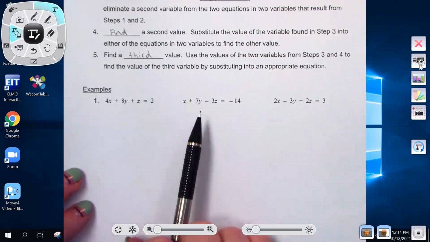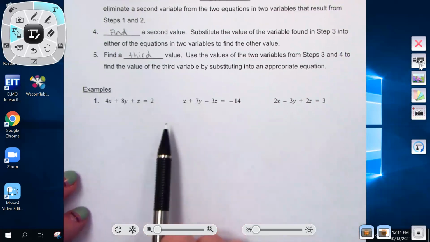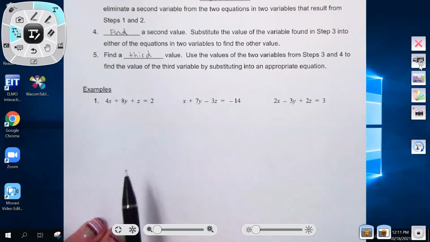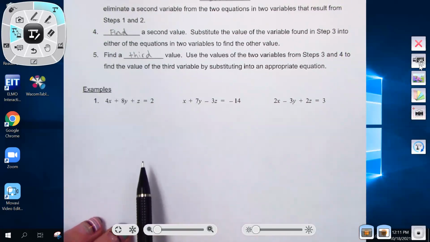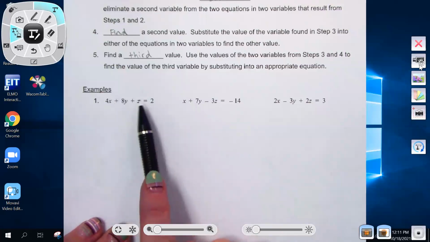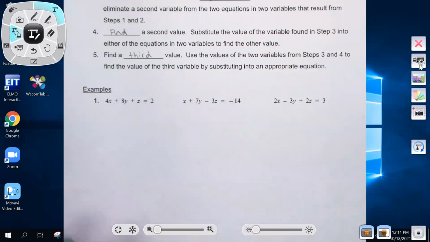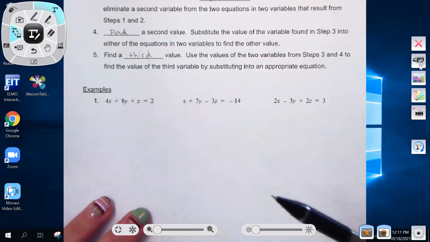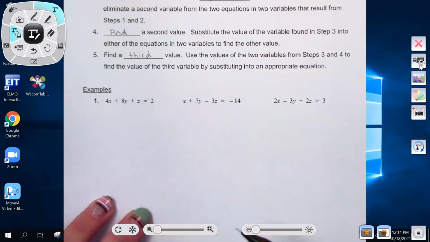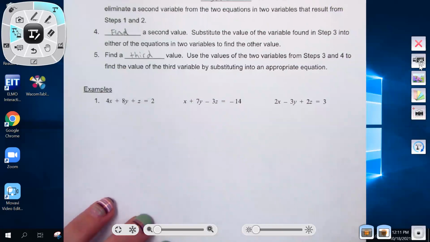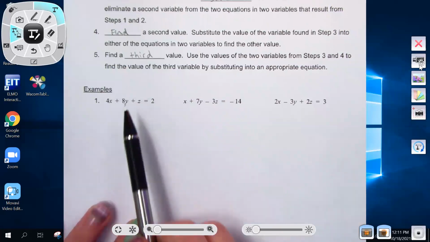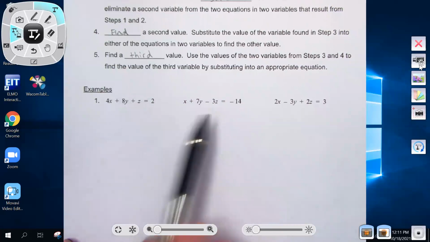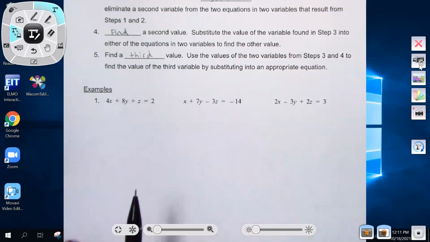Would you do the smallest one or the biggest? In your preference, would you do the biggest one or the smallest? I'm looking for what's going to be the easiest for me to eliminate. Z would be easy. I think X could be easy. I think really the only one that wouldn't be easy is Y. So let's do Z. We've already decided. Z it is. So looking at the first 2 equations, how could we eliminate the Z variable?